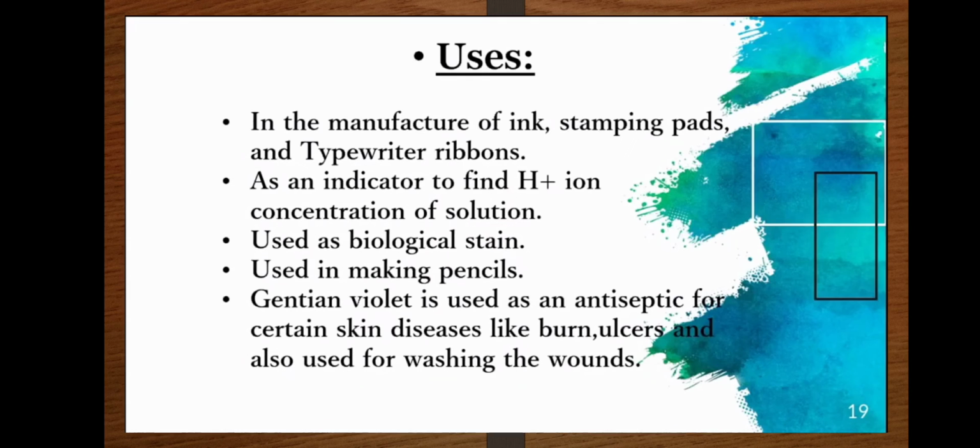Uses: manufacture of ink, stamping pads and typewriter ribbons. As an indicator to find the H+ ion concentration of a solution. It is used as a biological stain and in making pencils. Gentian violet is used as an antiseptic for certain skin diseases like burns and ulcers, and also used for washing wounds.